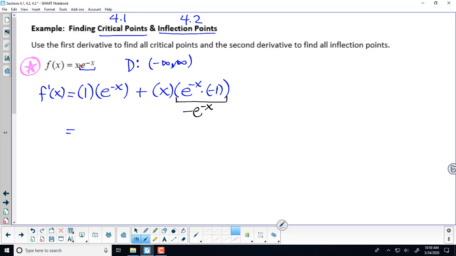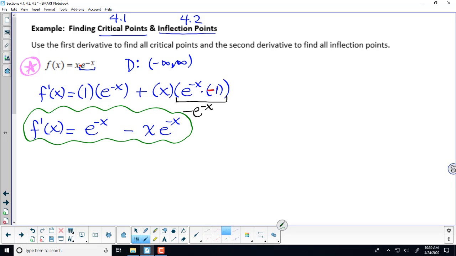All right, once again, we need to pretty that up, and we are going to do some simplifying because it's going to help us find our critical points. So 1 times e to the negative x is just e to the negative x. Okay, here, this negative, we now have minus x e to the negative x. Okay, so this is my first derivative.